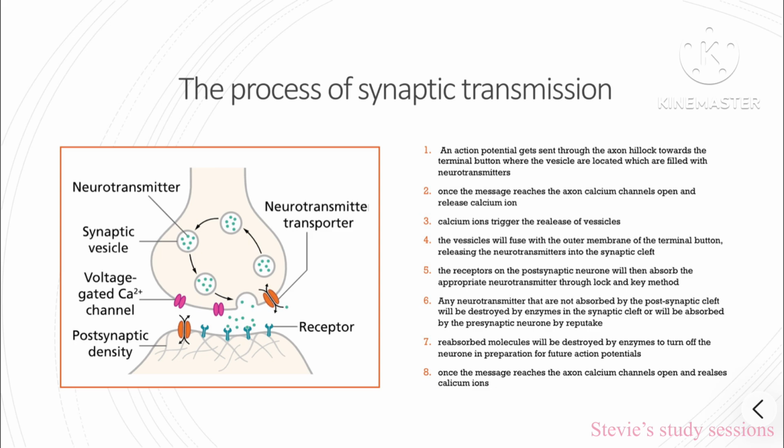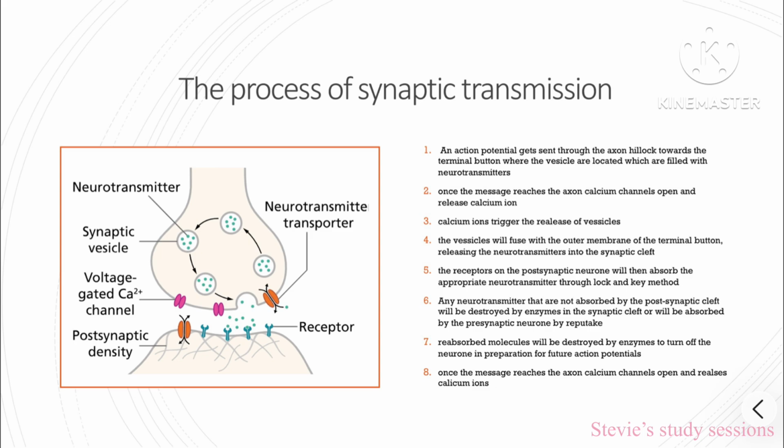That leads to the release of calcium. The release of calcium leads to the vesicles being opened on the presynaptic neuron, which leads to them going across the synaptic cleft, which leads to them getting absorbed by the receptors on the postsynaptic neuron. That was a very quick and shortened way to explain how you could shorten this down.